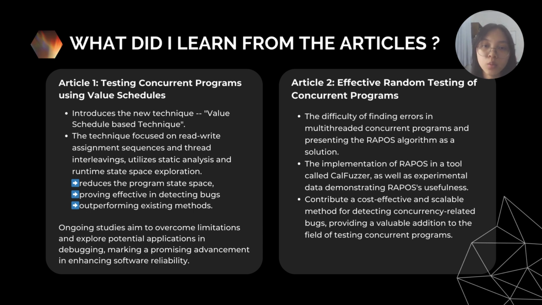Next, for the second article, what I learned is that the article discussed the difficulty of finding errors in multi-threaded concurrent programs, and then it proposed the RAPOS algorithm as a practical solution to the problem. The article further discussed the implementation of RAPOS in a tool called CalFuzzer, as well as experimental data demonstrating RAPOS's usefulness in terms of sampling distinct partial orders and finding errors faster than a simple randomized approach. Overall, the article contributes to the field of testing concurrent programs by proposing a cost-effective and efficient approach for detecting concurrency-related bugs.